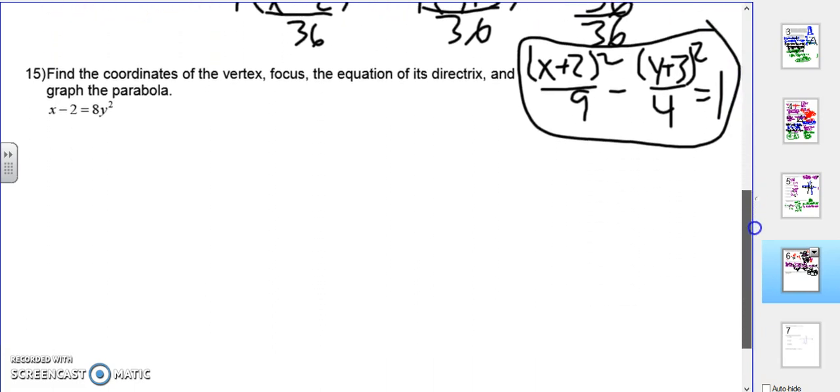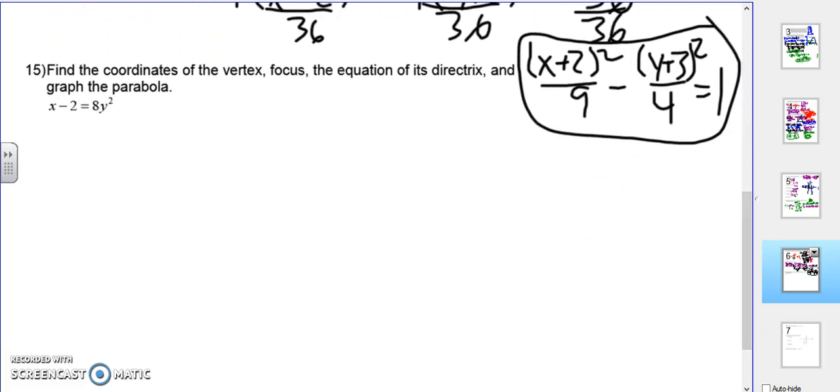All right. Let's take a look at the next one. We know it's a parabola because it only has a y squared. This one actually isn't too bad. It's pretty much in the correct form. There's really not anything to do. So they're just asking for the vertex, focus, directrix, and a graph.